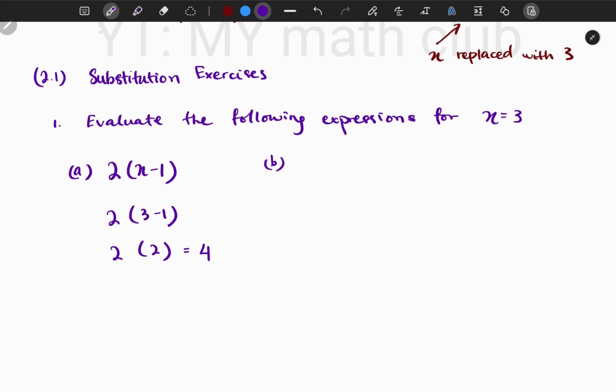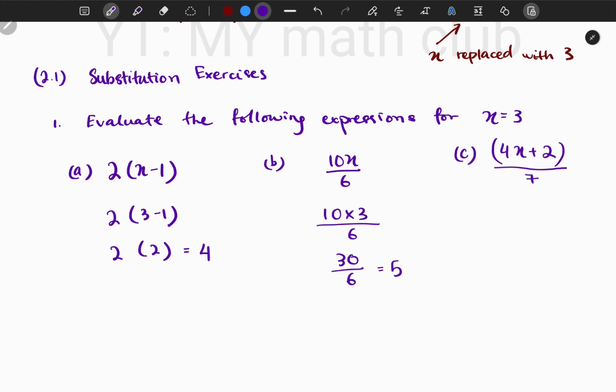Let's just try another one. Question B. 10x over 6. Again, we're going to substitute x with the number 3. So 3 times 10 is 30. 30 divided by 6 will give you 5. Question C. (4x plus 2) divided by 7. Again, substitute 3, we get 4 times 3, which is 12. 12 plus 2 is 14. 14 divided by 7 is 2.